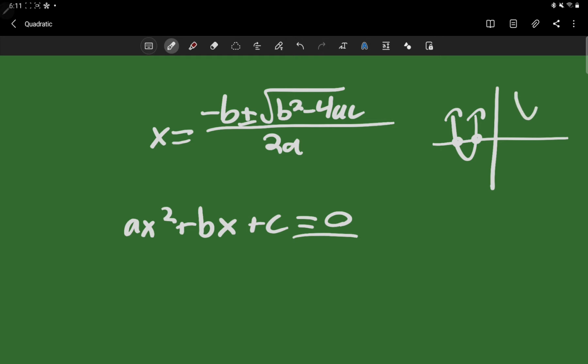Now, granted, not all of the time a parabola will intersect the x-axis, and that's when we get into the imaginary numbers parts, but we're not going to deal with that. We're going to assume all quadratics, at least in this video, are going to intersect the x-axis.